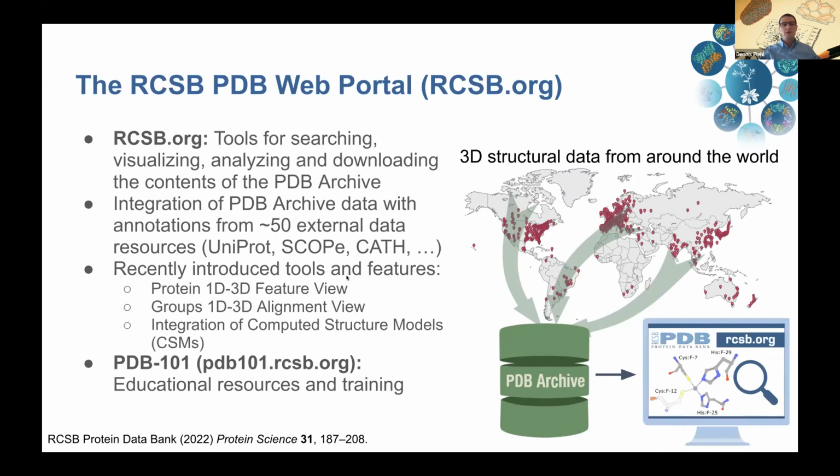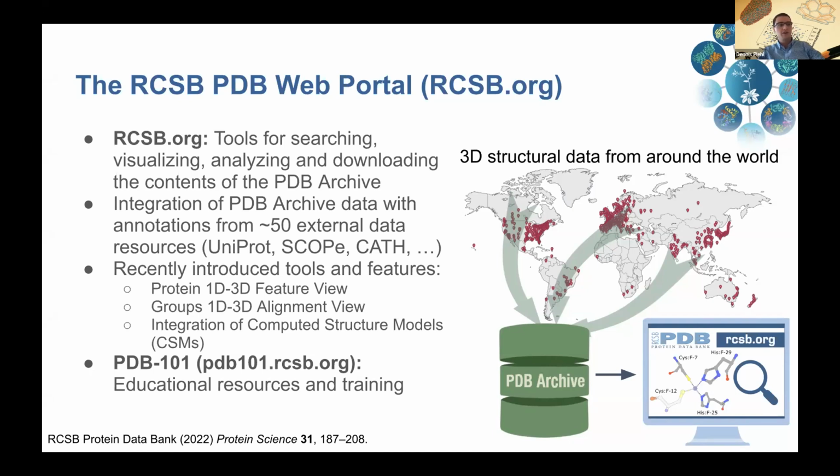The RCSB PDB web portal at rcsb.org provides not only access to the contents of the PDB core archive, but also a rich collection of tools and features that you can use to search, browse, analyze, visualize, and download the contents of the PDB archive. Additionally, on a weekly basis, we furnish the collection of structures in the PDB with annotations from approximately 50 external data resources, such as UniProt, SCOP-E, CATH, and CIFS. And these provide additional biological and evolutionary context to the structural content.